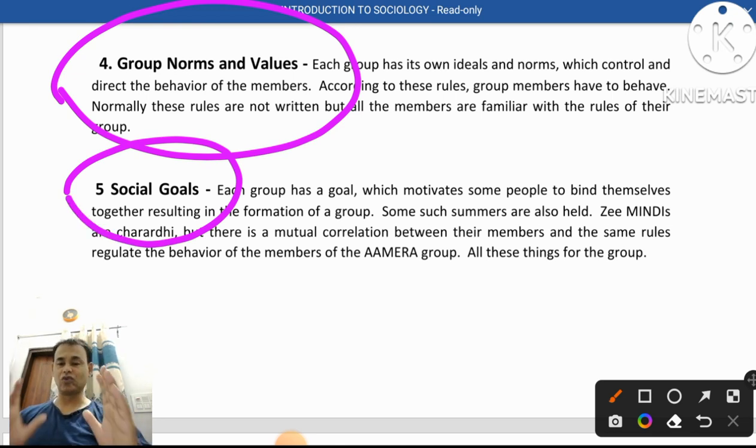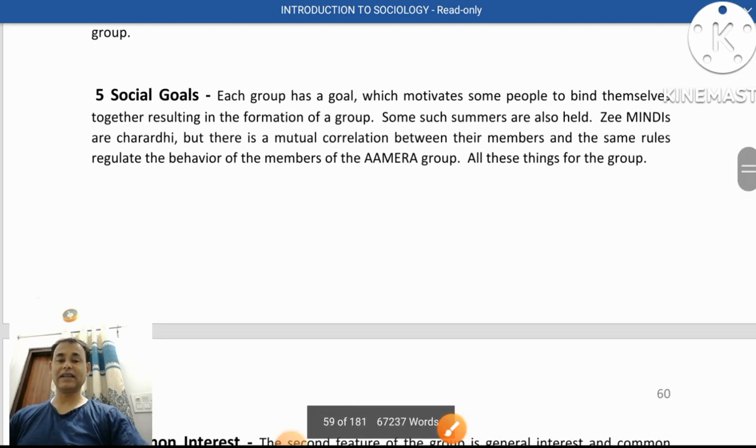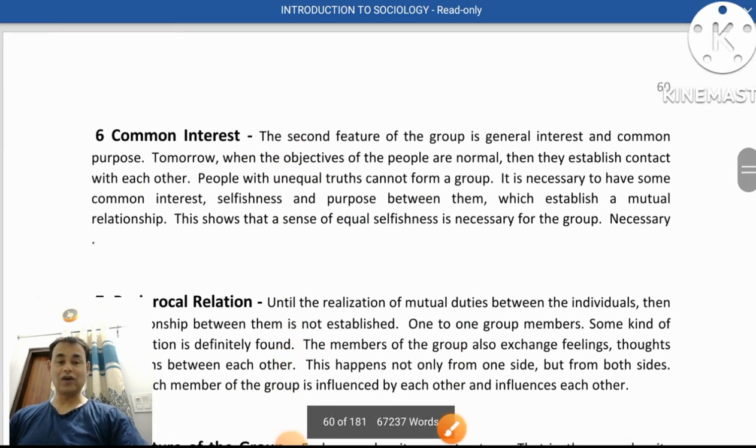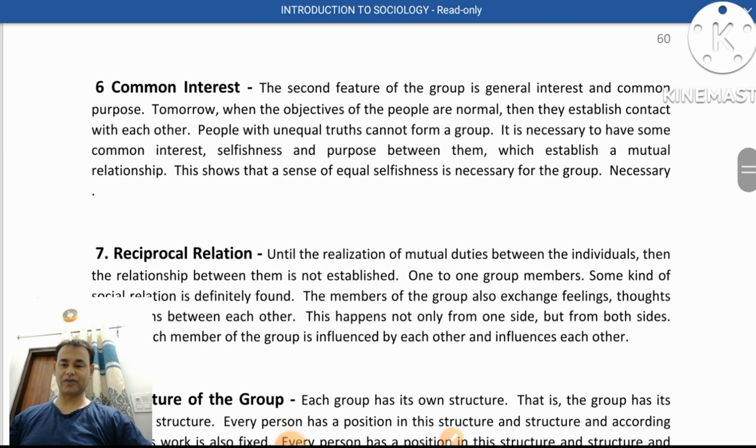Social goals. Each group has a goal which motivates some people to bring themselves together, resulting in the formation of a group. So without a social goal, a person cannot form a social group. Why will we form a social group? Because of getting some goal.